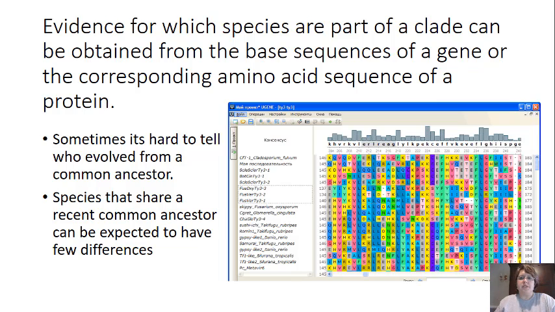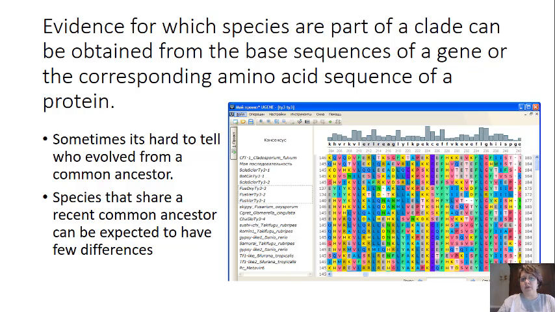The evidence for which species are part of a clade can be obtained from morphology, which is how an organism looks, but also from the base sequences of a gene or the corresponding amino acid sequence of a protein. Sometimes it's really hard to tell who evolved from a common ancestor, especially if you're looking just at morphology. So species that share a common ancestor can be expected to have few differences, and species that do not share a common ancestor will have lots of differences.